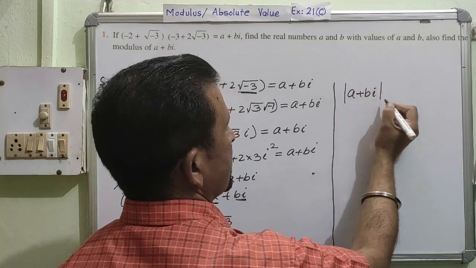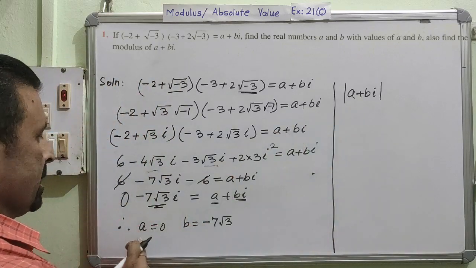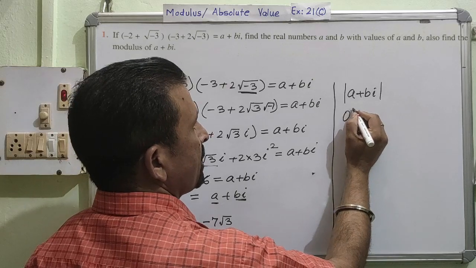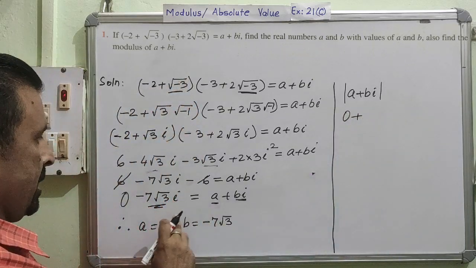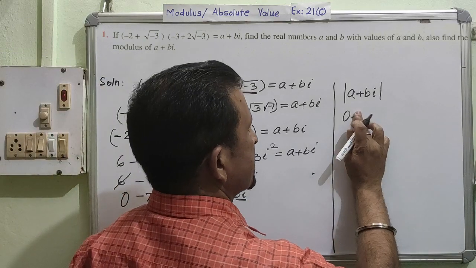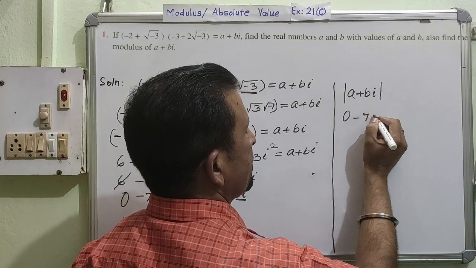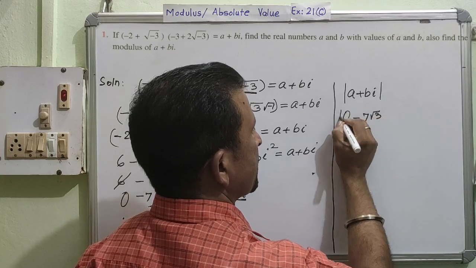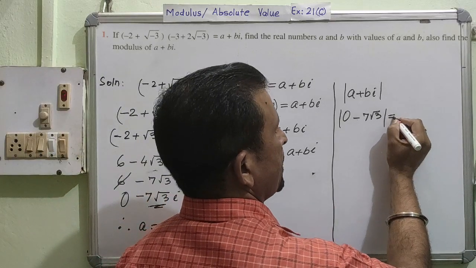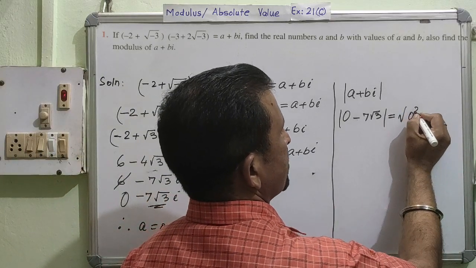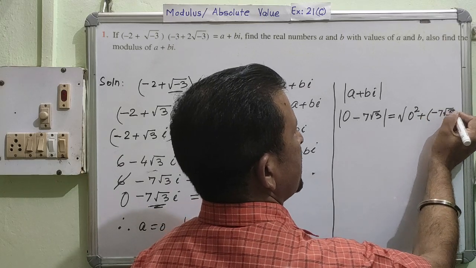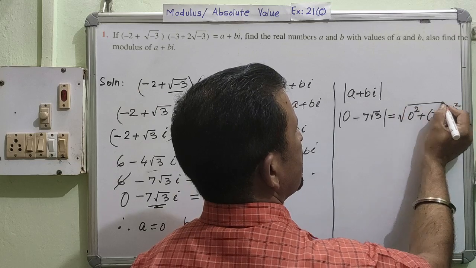So we are now going to calculate the second part of this question. Now where a is 0, right? Plus bi, that means the other part of this is minus 7 root 3, right? This is the modulus of a complex number. Now we are going to calculate. So this will be equal to root over 0 square, right, plus minus 7 root over 3 and then whole square. Is it okay?